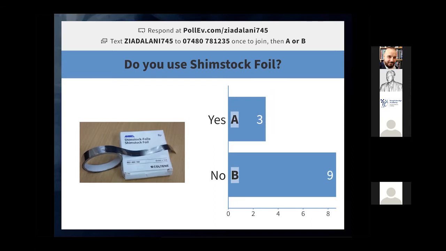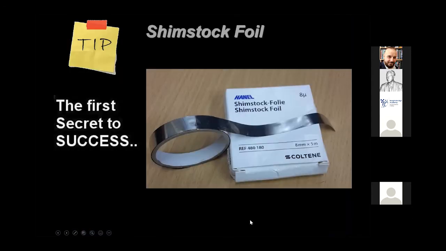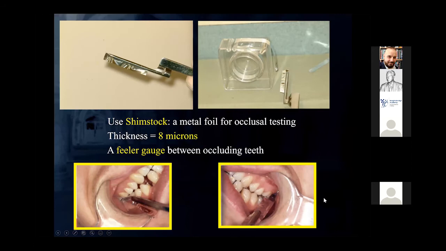This is one of the take-home messages from my brief lecture today: get that in your drawer for occlusal examination. It is very useful. The foil is versatile and has multiple uses in dental practice. Let me show you some of the uses. It is actually a feeler gauge, this is the definition of shim stock. Usually in practice we use it to check whether restorations are in occlusion or whether they are infra-occluded.